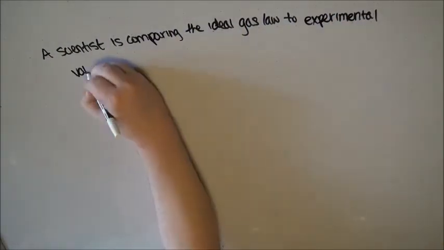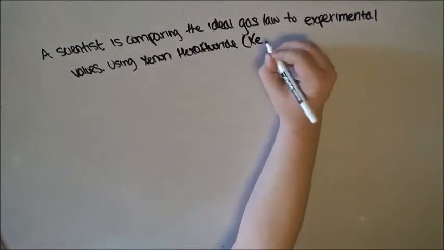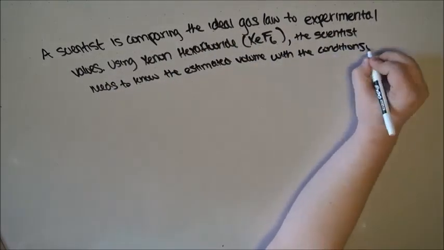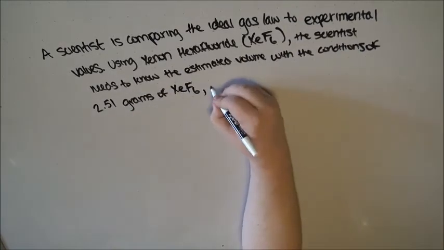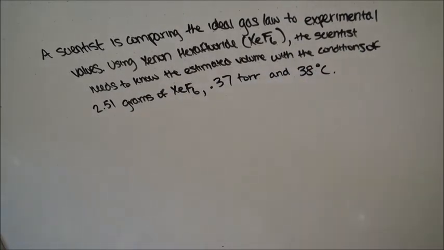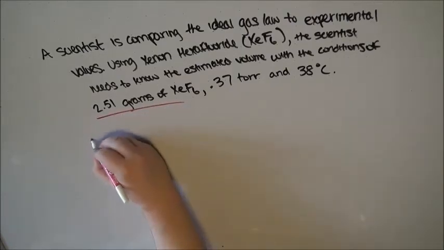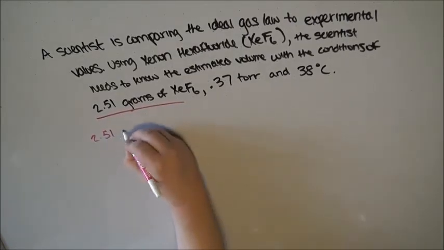The question reads as follows. A scientist is comparing the ideal gas law to experimental values. Using xenon hexafluoride, which is XeF6, the scientist needs to know the estimated volume with the conditions of 2.51 grams of xenon hexafluoride, 0.37 torr, and 38 degrees Celsius.